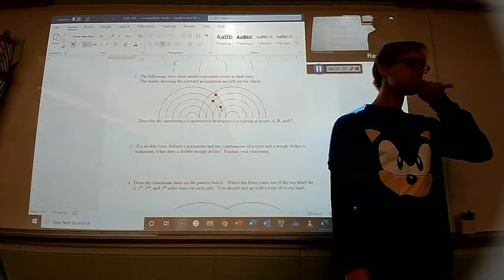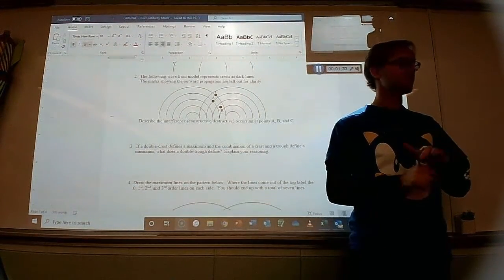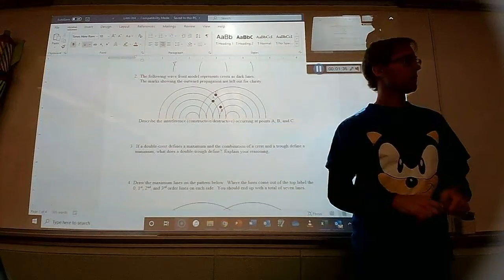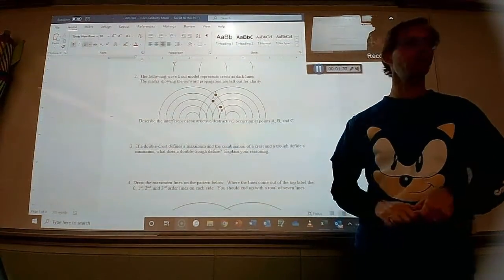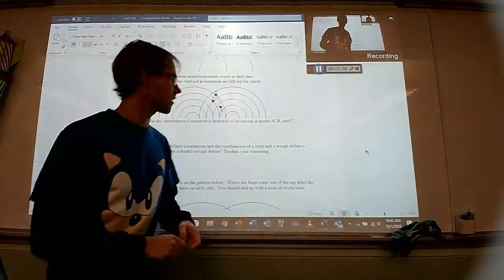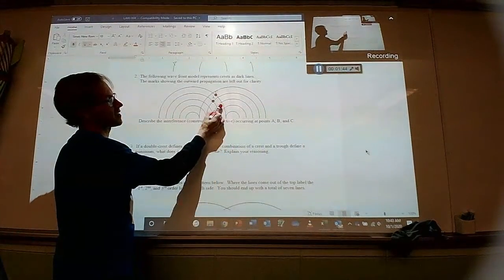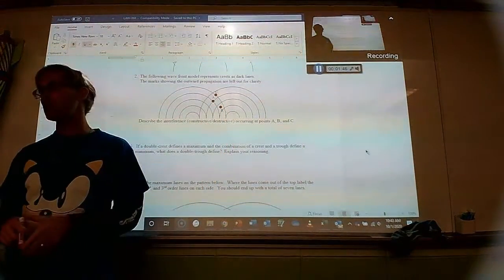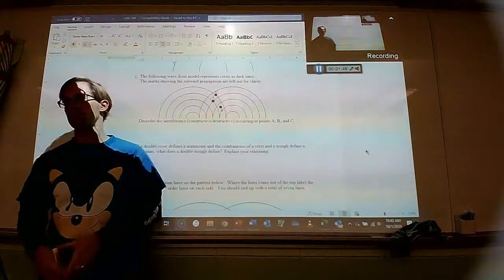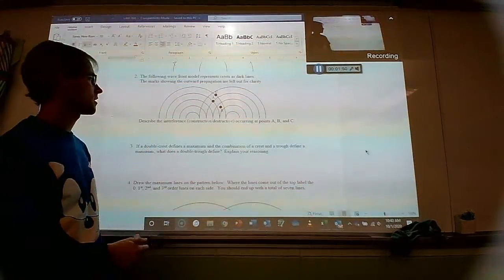Constructive. How come? Yep. 2 troughs are in that location, and we know 2 troughs are there because it is exactly between these 2 crests, and it's exactly between these 2 crests. So you've got a trough in both of those spots, because troughs are in between the crests.